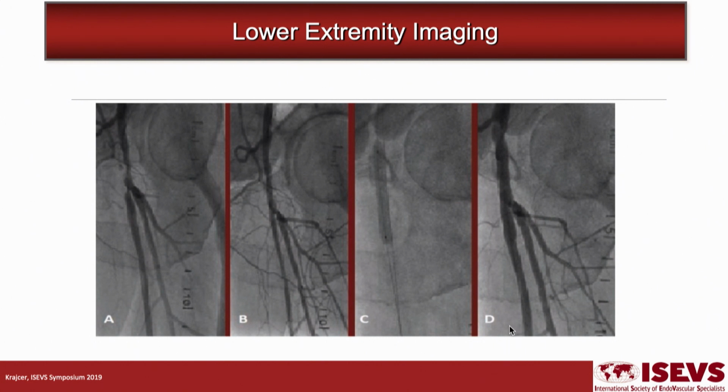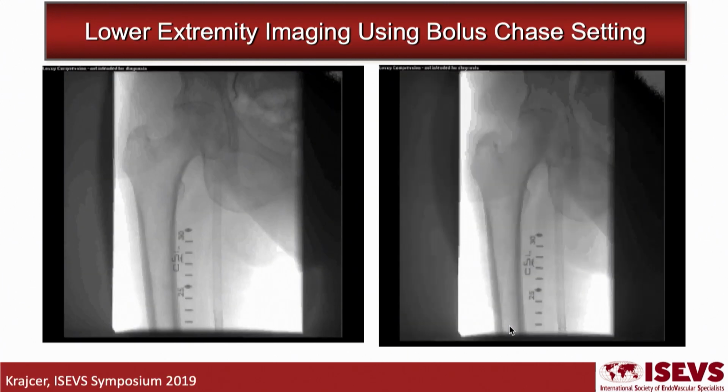And then in image B, we can see the interventional procedure, and image C and image D, the final result. Again, obtaining the most appropriate view that will clearly define the lesion.